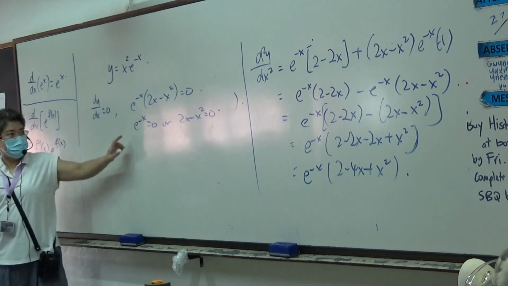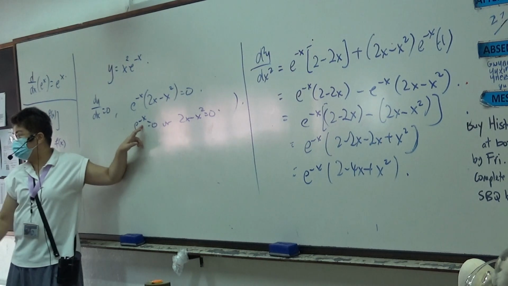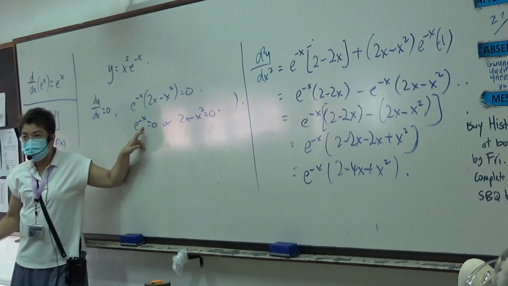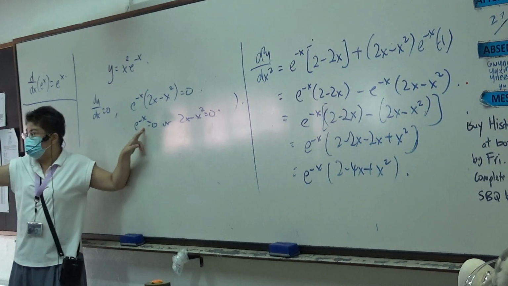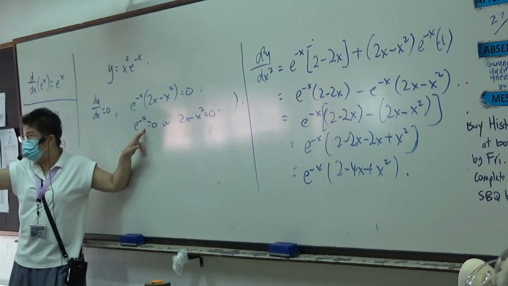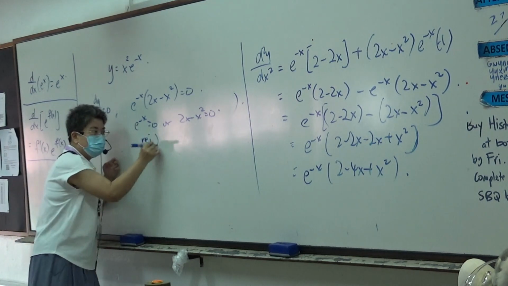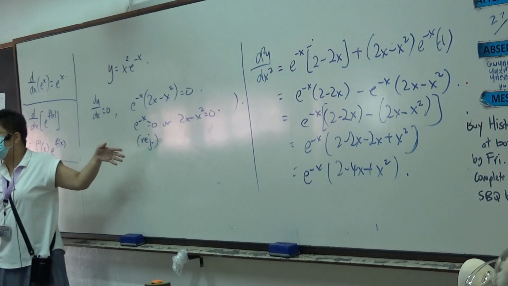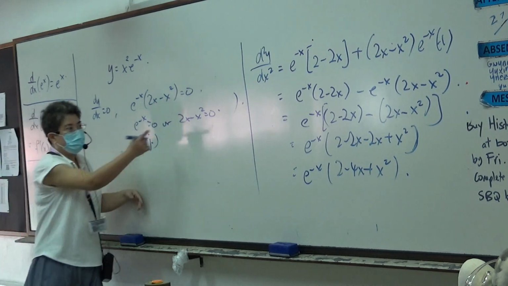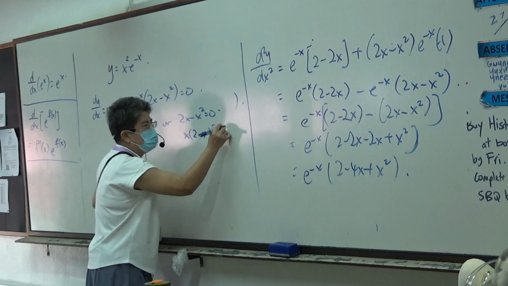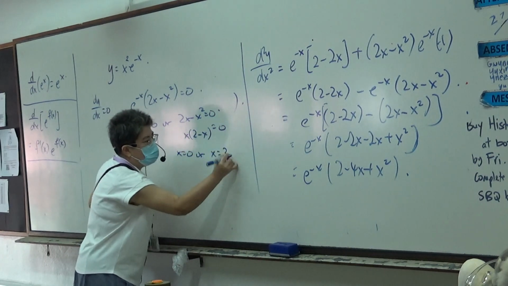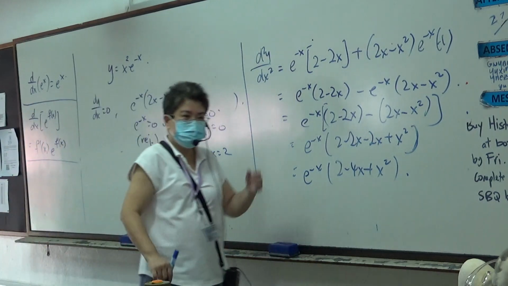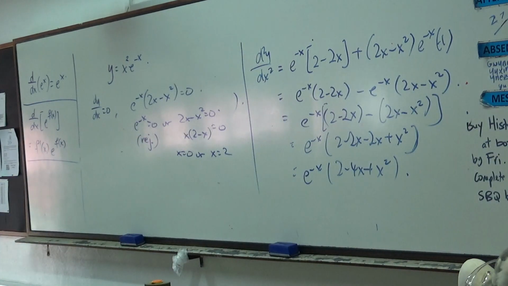Now, e^(-x) will never be 0. It's always positive. Do you agree? e to the power of anything will never be 0. Even if the power is negative, it's still a value. So this factor is rejected. Some people will take long, then after that you see that it's an error. Also can, no need to waste your time. Now this one becomes x(2 minus x) equals 0, so x equals 0 or x equals 2, right? I'll have 2 points here, x equals 0 and x equals 2. Everybody clear?